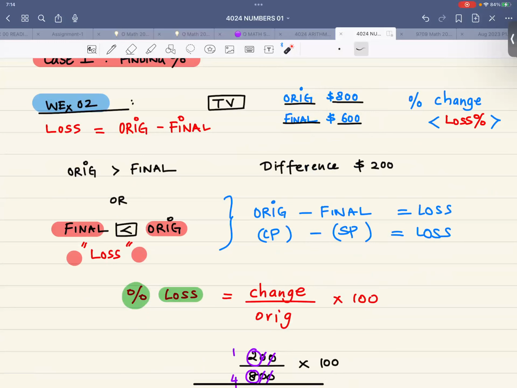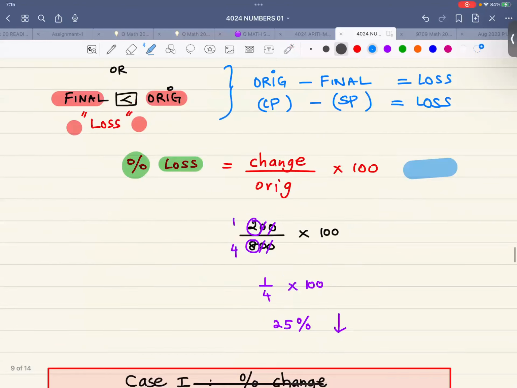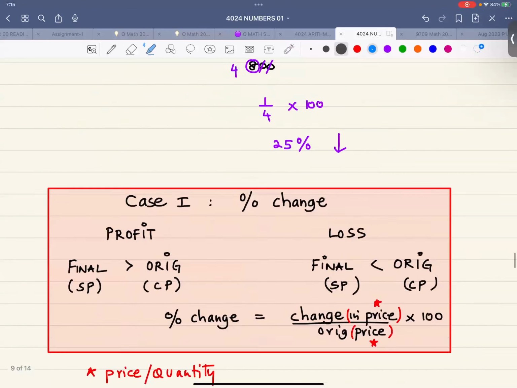So therefore, what we do is that we find the value of loss, that is $200. That's right over here. Let me underline it. And therefore, the percentage loss is change divided by original into 100. And that's how we get this answer. And this is the summary of this.